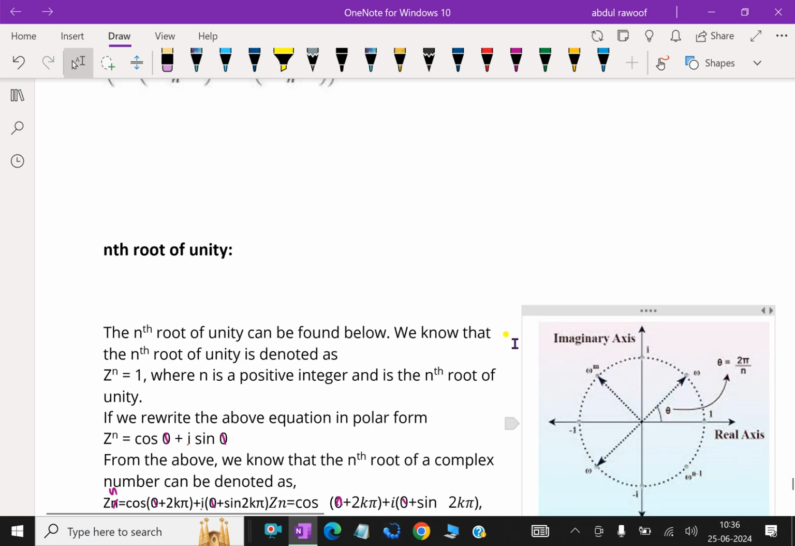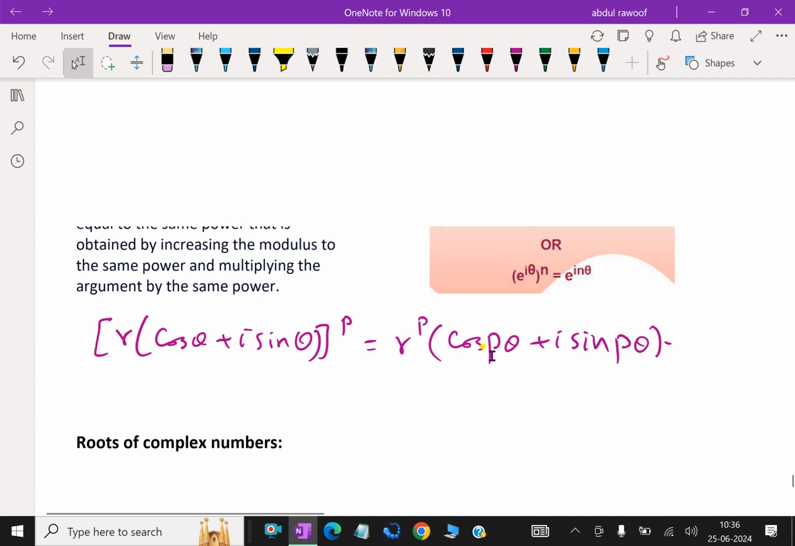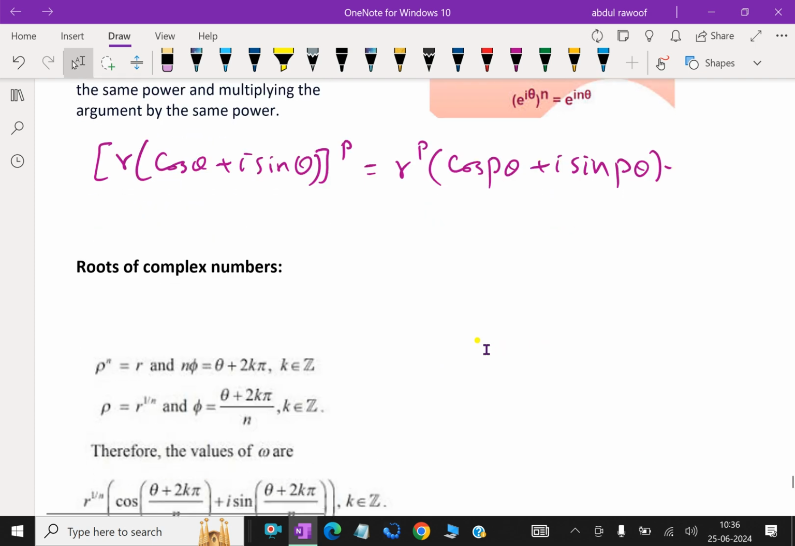So far we discussed the formulas of complex numbers and their types, arithmetic operations of complex numbers, and roots of complex numbers, and we explained De Moivre's theorem.